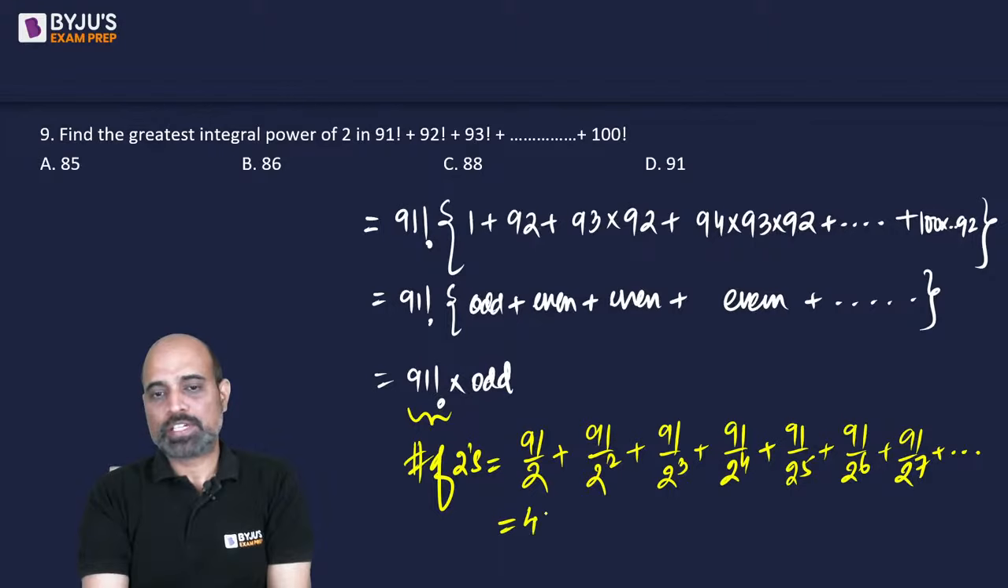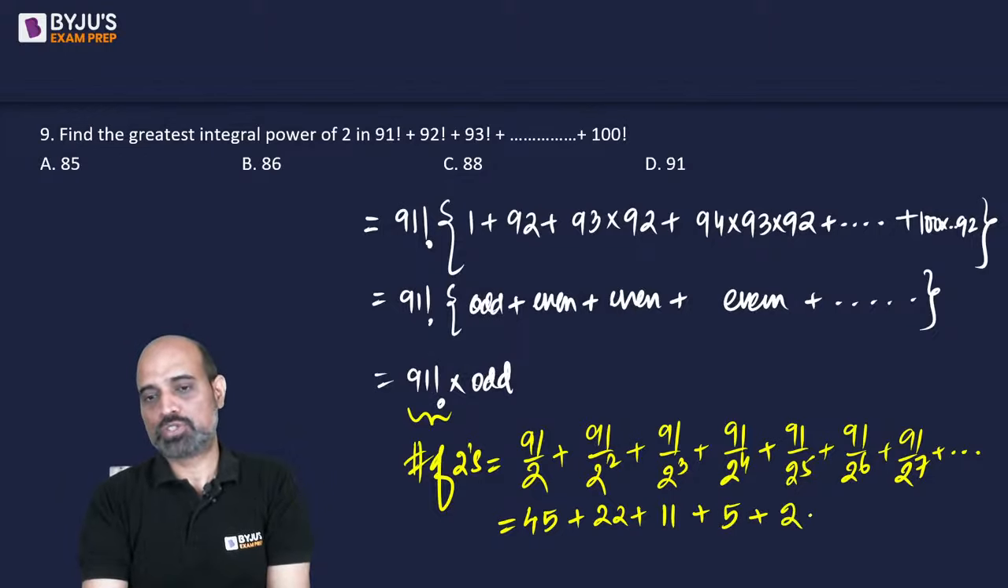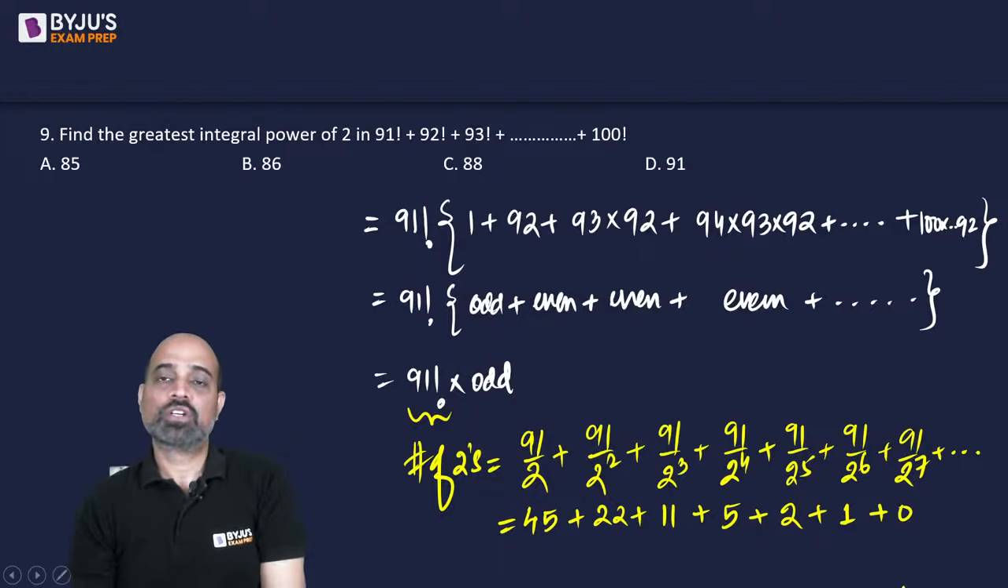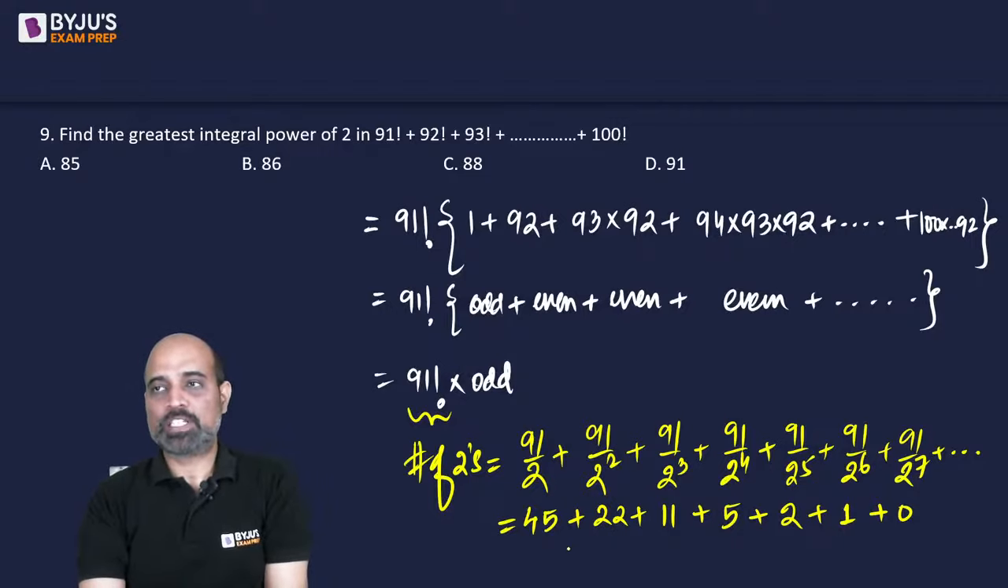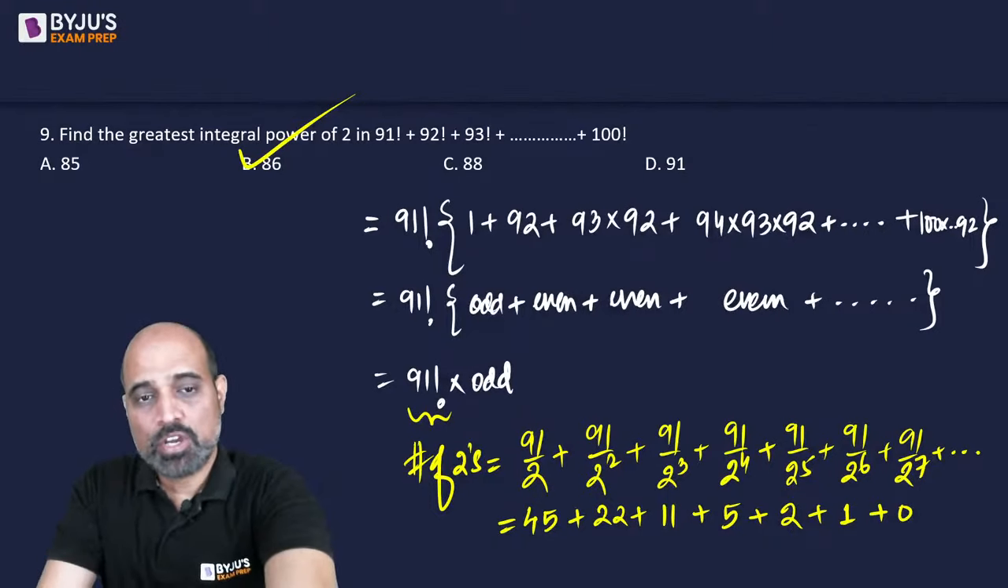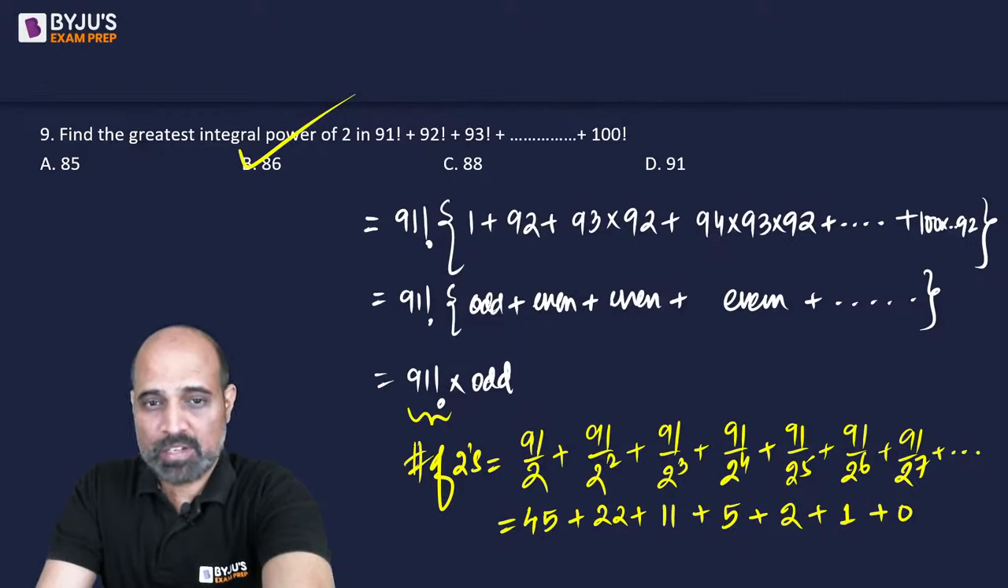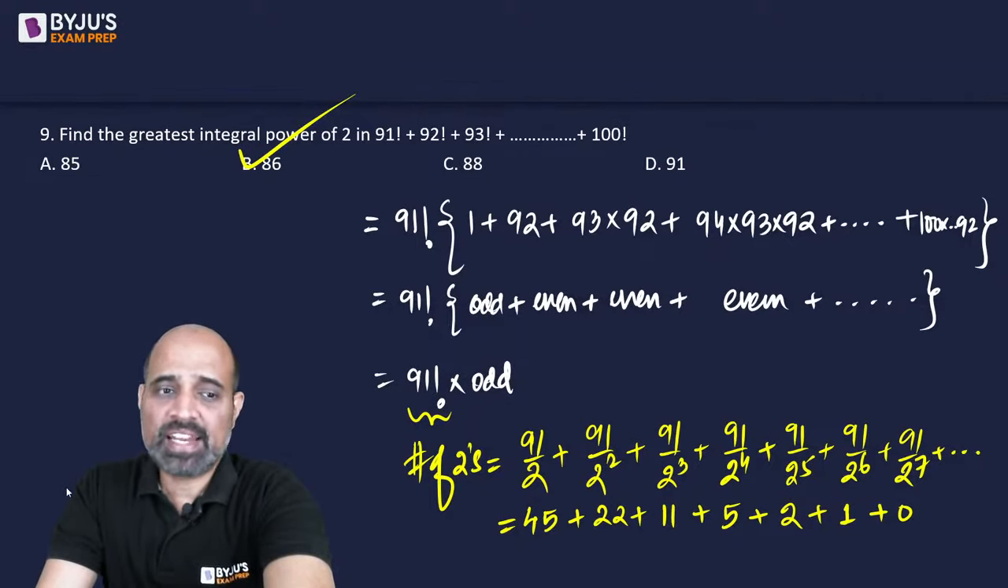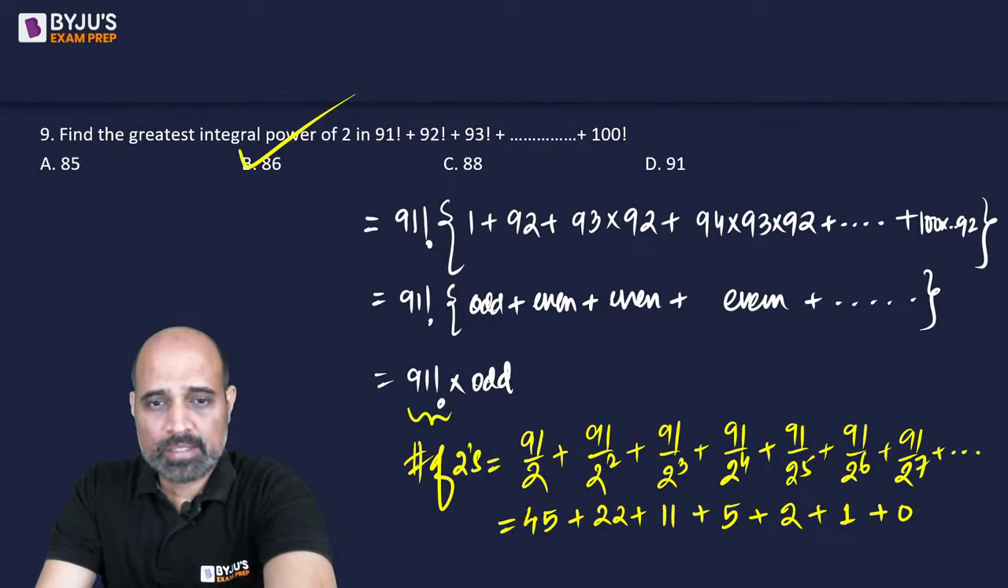So 91 by 2 will give us 45. 45 by 2 will give us 22. 22 by 2 will give us 11. 11 by 2 will give us 5. 5 by 2 will give us 2. 2 by 2 will give us 1. The next one will give us 0. So we have to stop here, right? And we are supposed to add them. So 33 plus 45 is 78. 86 is what we have here. If you add all this, you'll be getting 86. So the highest power of 2 in the given expression of factorials is 86, right? Okay.